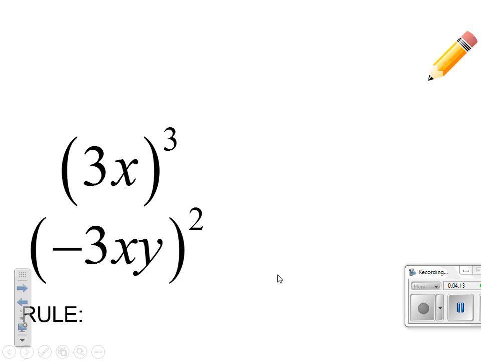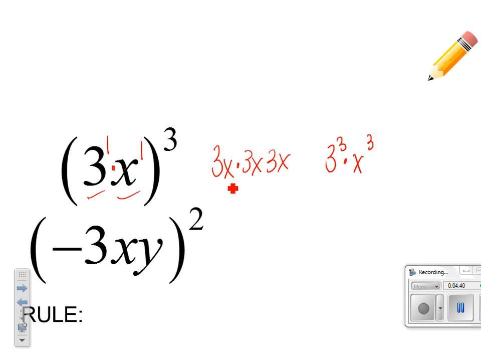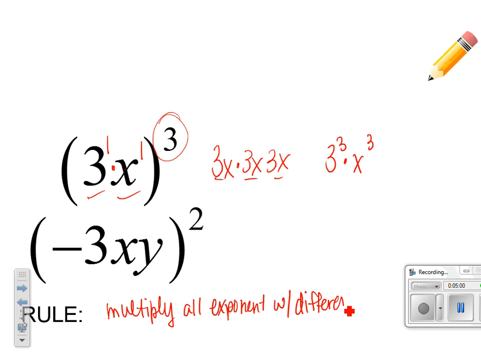All right, next one. Here I have 2 different bases, and I have an exponent on the outside. Well, what does that mean? It means I have 3x 3 times. Or it means that the exponent on the 3 is a 1, the exponent on the x is a 1, and I have a power to a power of my multiple bases. I have 3 3's, I have 3 x's, and I can count them here, or I can use the rule. The rule says that everybody inside gets the outside power. So I multiply all exponents with different bases with the exponent on the outside.